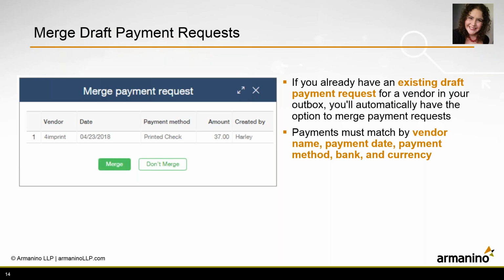If, on the other hand, you already have 2 checks in there for Armanino and you're adding a third one, it would present to you which one you wanted to add it to. So in some cases, you may want to cut multiple checks, but 2 on this one, 1 on the other. So it'll allow you that flexibility. So that's a nice improvement.